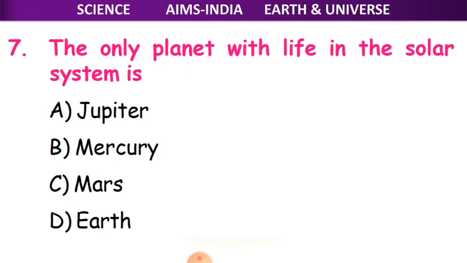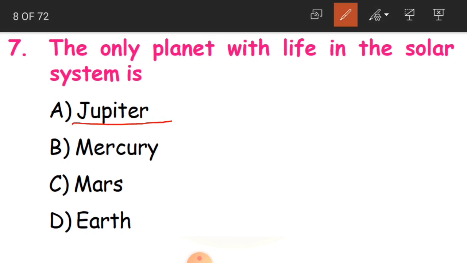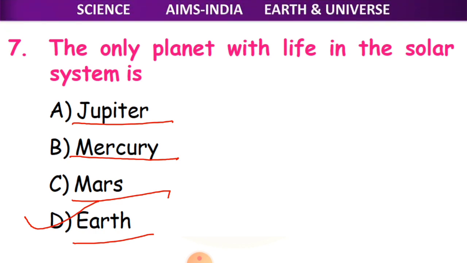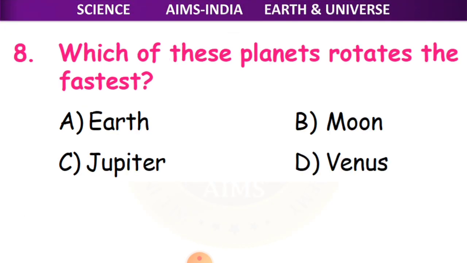Now the seventh one, the only planet with life in the solar system is. On one planet life is known to exist, children. What is that planet? We have to identify either Jupiter, Mercury, Mars or Earth, and the answer is Earth, on which we are living. Clear, children?